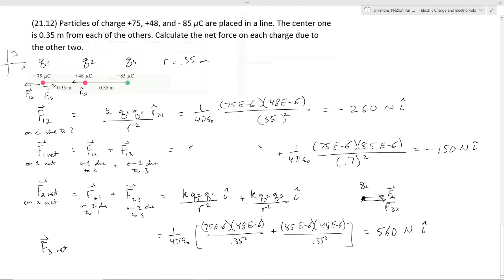Hopefully that would be the same type of procedure. We can add the forces due to the two charges, so 1 on 3 and 2 on 3, and find the net force, being mindful of the directions. So hopefully this gives you a sense of the procedure for using Coulomb's law, as well as how you can use the superposition principle to find the net force on a charge due to multiple other charges.